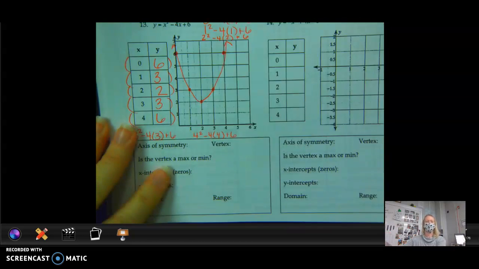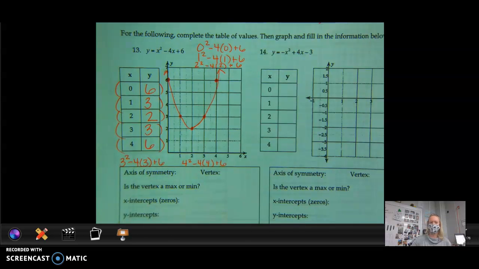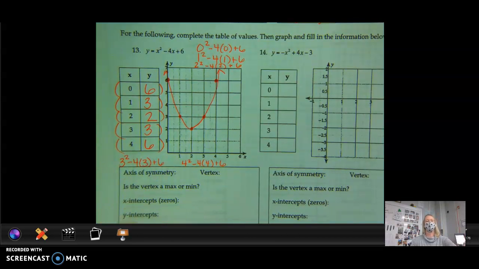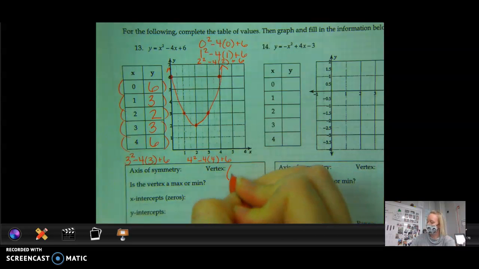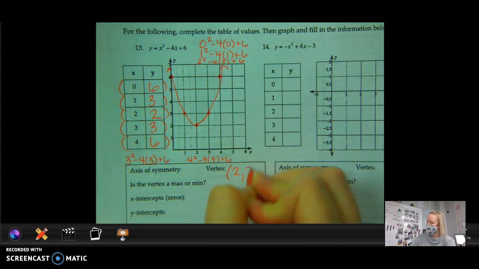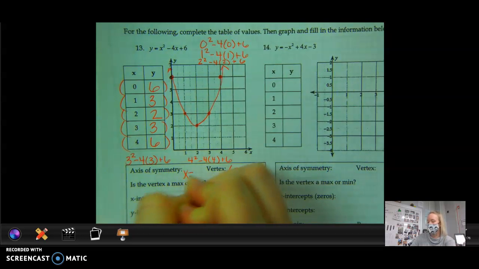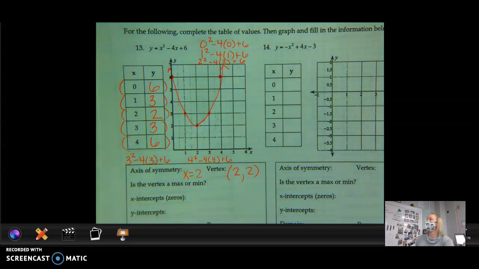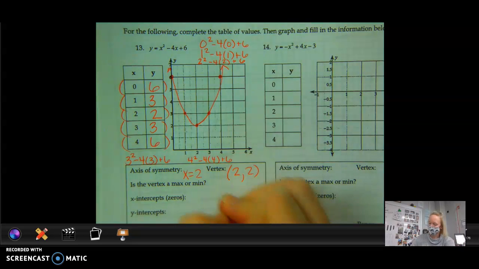Now, once we have that graph on there, I want for you to answer these questions real quick. You got 2 minutes to answer those questions. What'd you say? So axis of symmetry is x equals 2 because the vertex is at 2, 2. Good. Is this a max or min? Awesome.